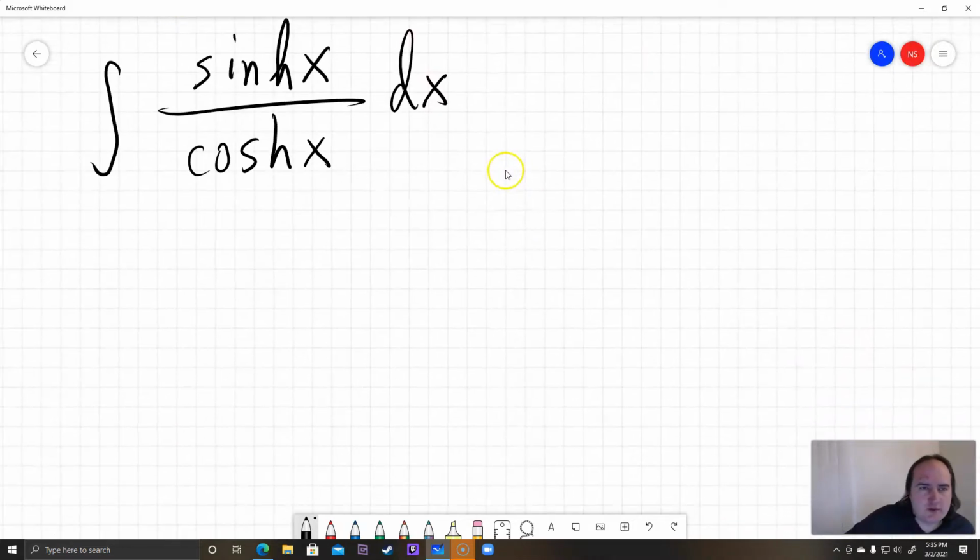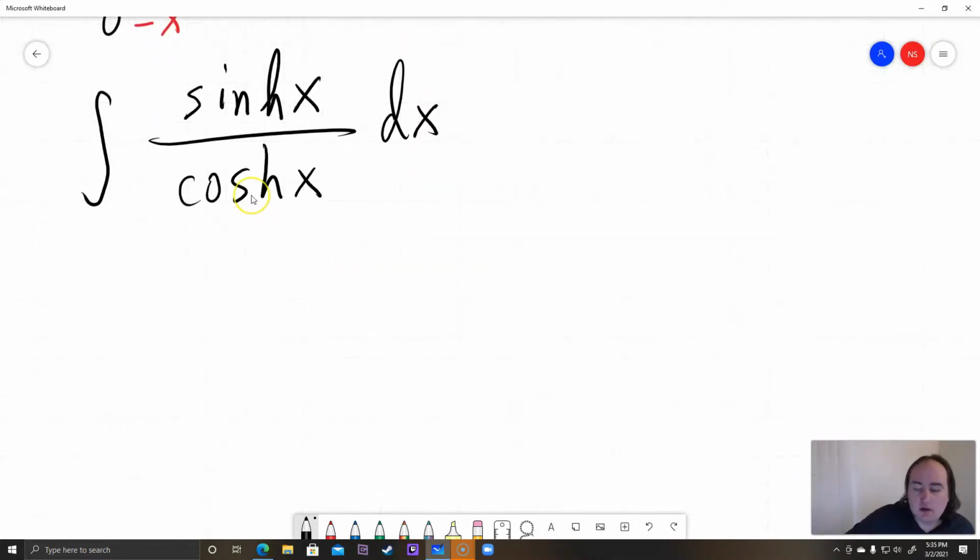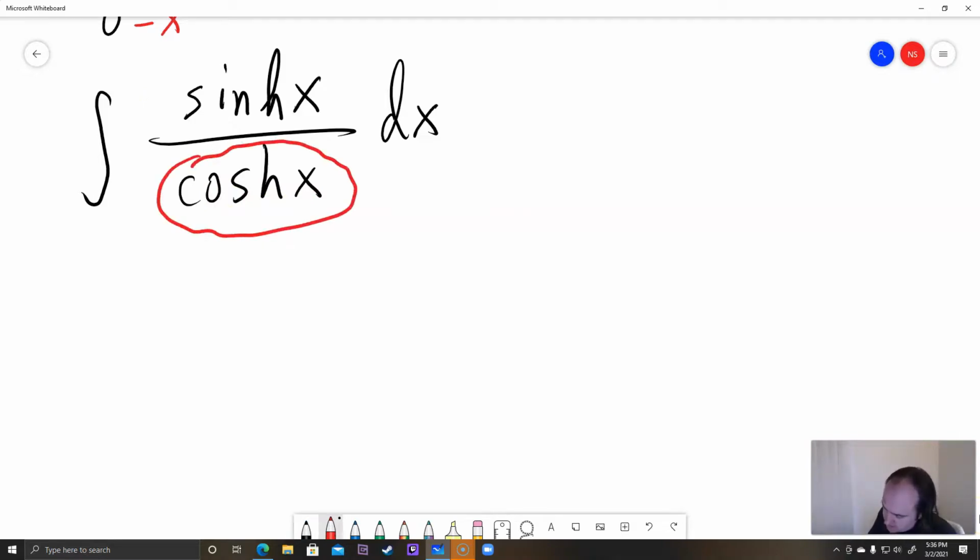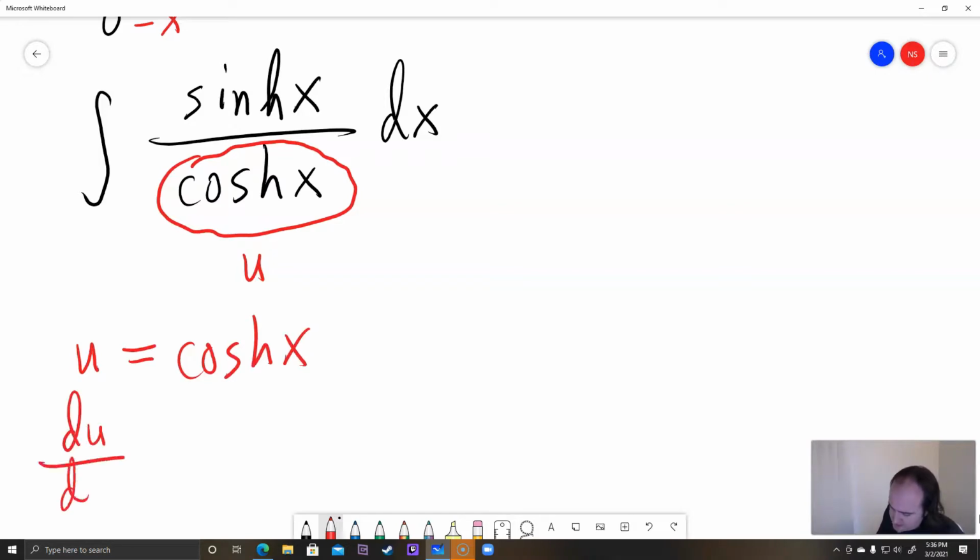So what we're doing here is, once again, we want to let u be the inside of our composite function. And the composite function here is going to be 1 over cosh of x. So on this problem, we're going to let u be our denominator. Okay, so u is actually going to be cosh of x. So if u equals cosh of x, then taking the derivative, we get du dx equals sinh of x.